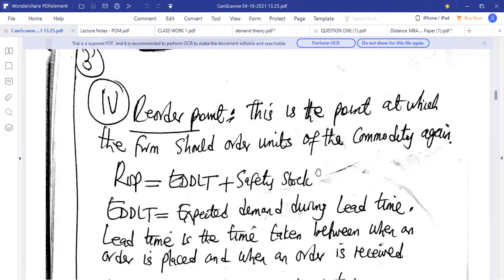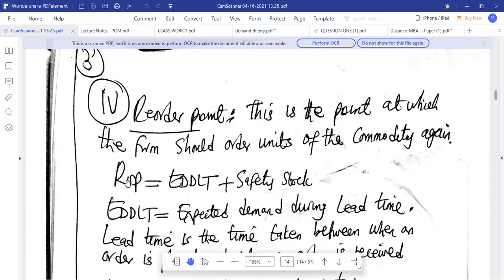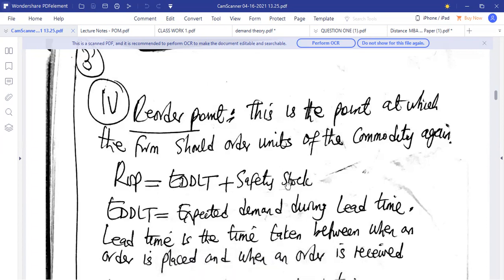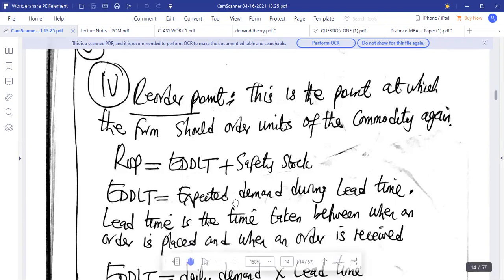So this is the reorder point, which is equal to EDDLT, the expected demand during lead time, plus the safety stock. Now, lead time is just the time taken between when you place an order and when you receive the order. That is what we call lead time.